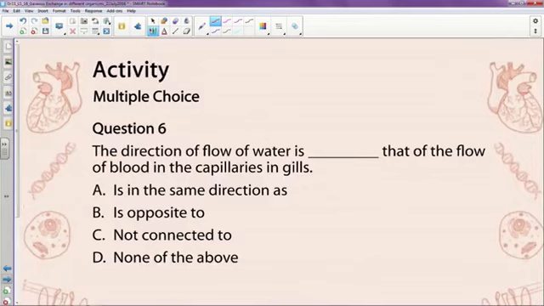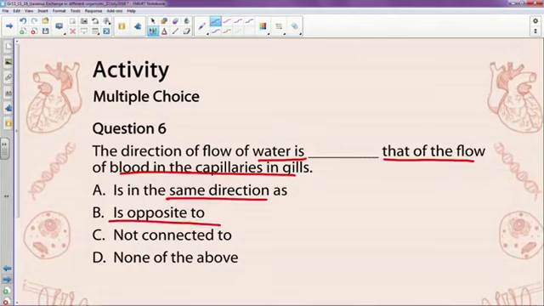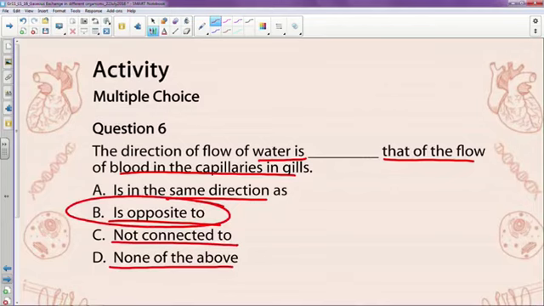Okay, so question 6. The direction of flow of water is dash that of the flow of blood in the capillaries in the gills. So is in the same direction, is in the opposite direction, not connected to, none of the above. When we look at gills, and as I said early on, the water in the gill flows in the opposite direction to the blood in the gills, and that is to allow for an efficient diffusion gradient to exist between the blood and the water, and hence the exchange of gases becoming efficient. So that is in the opposite direction.